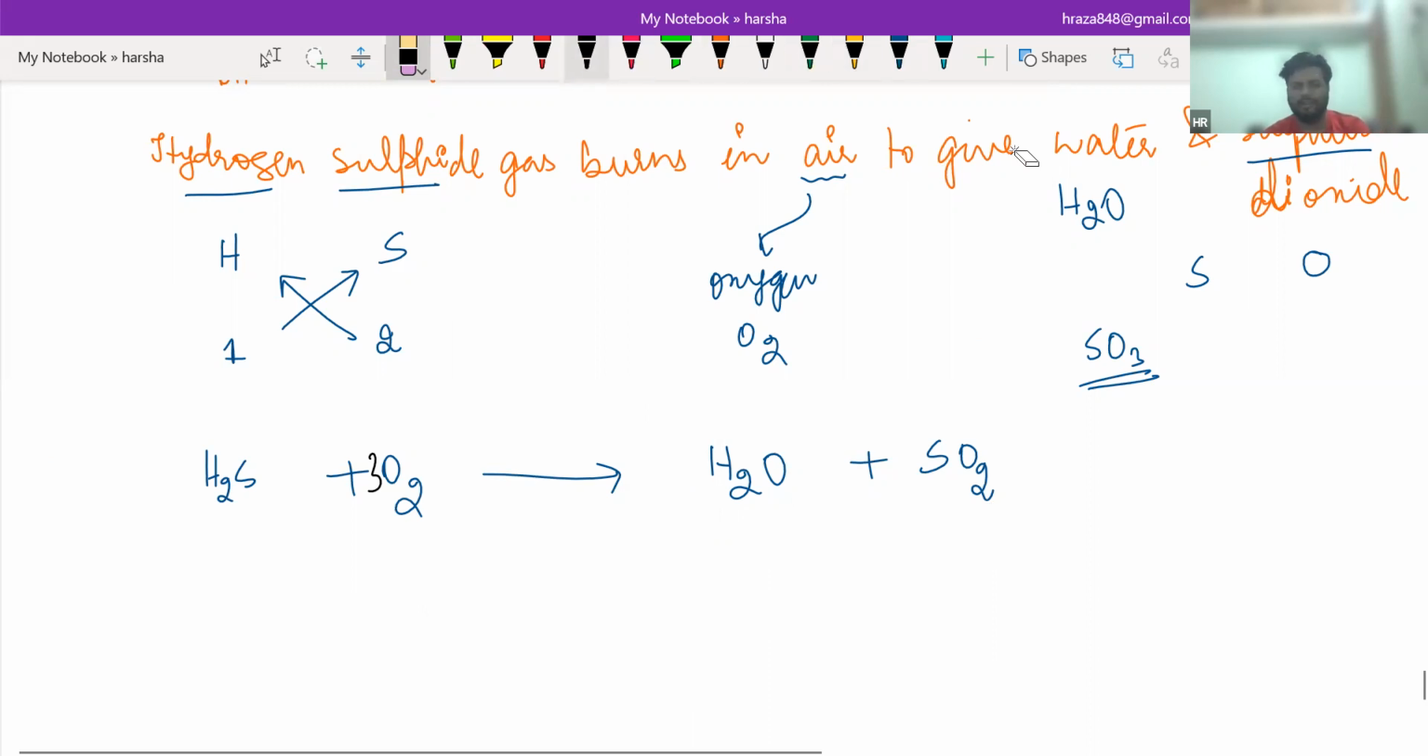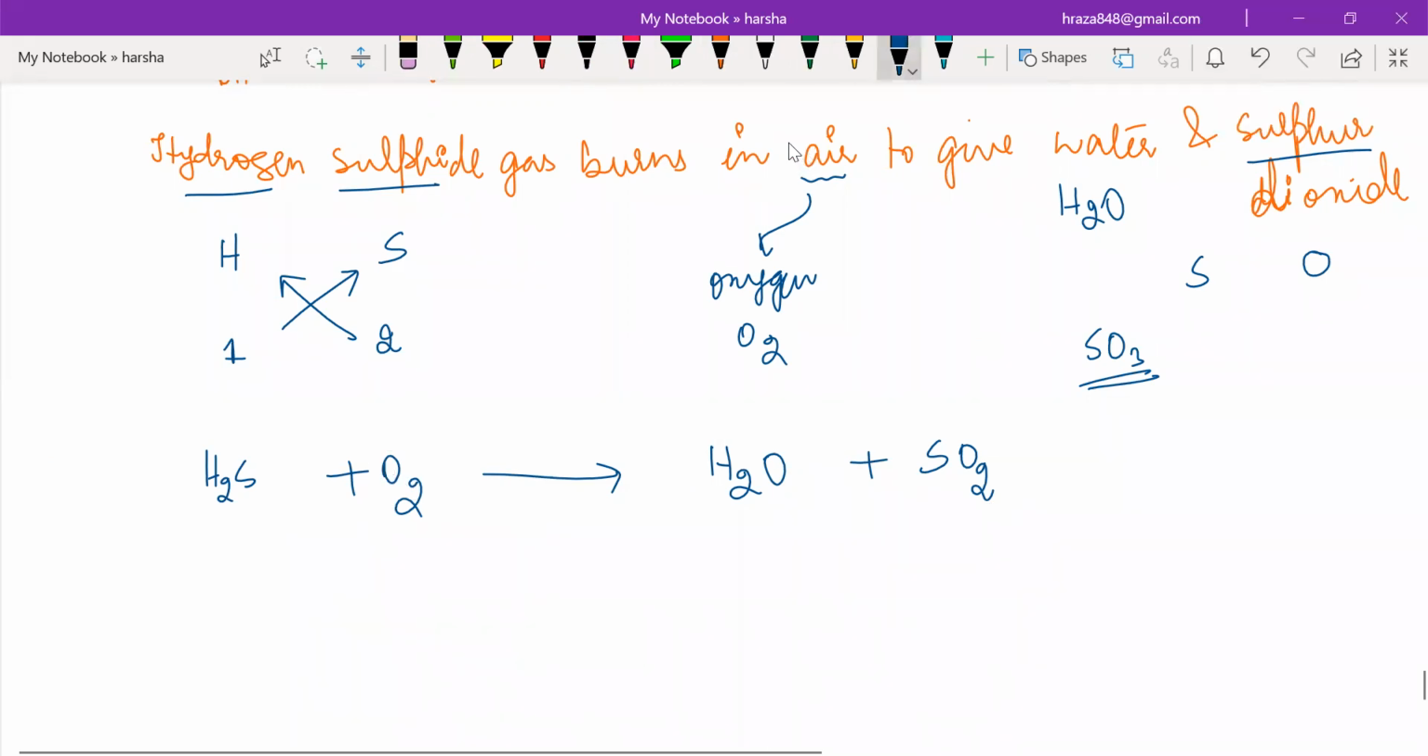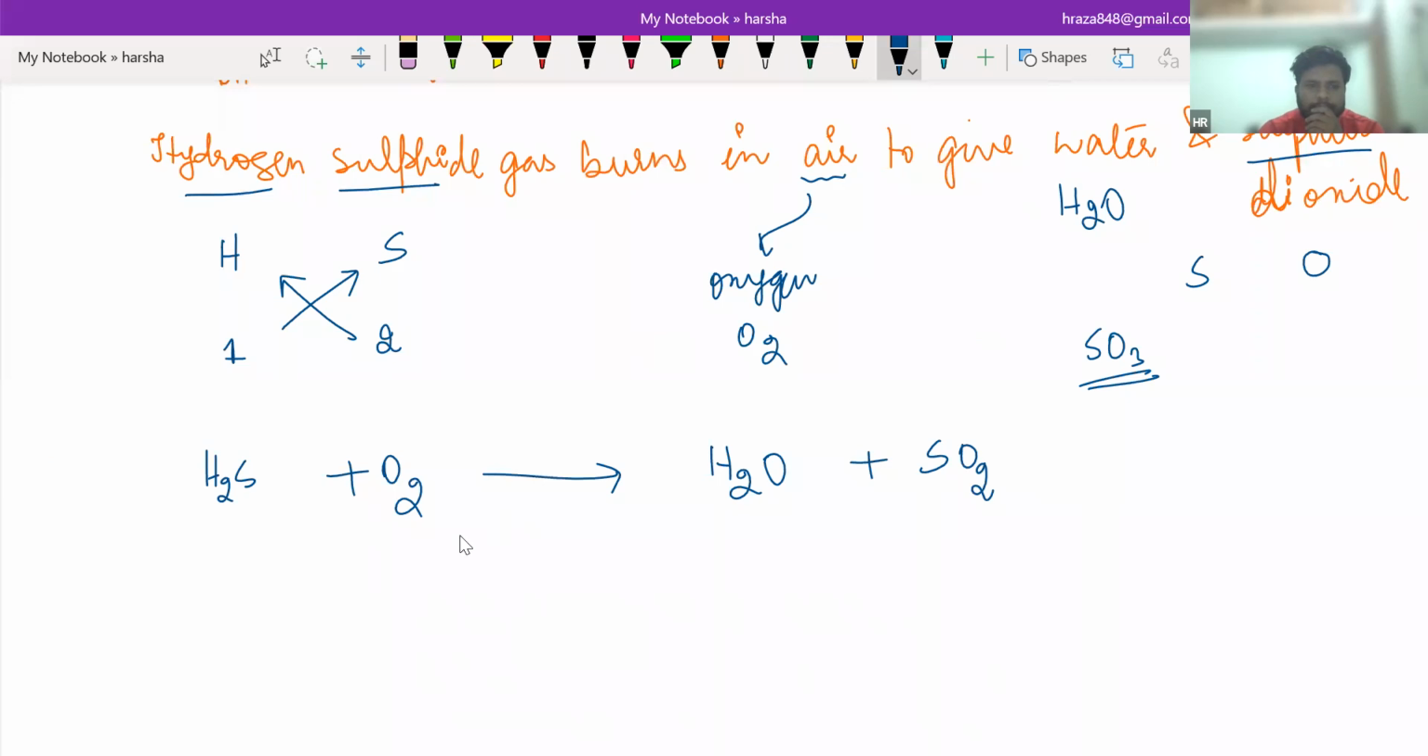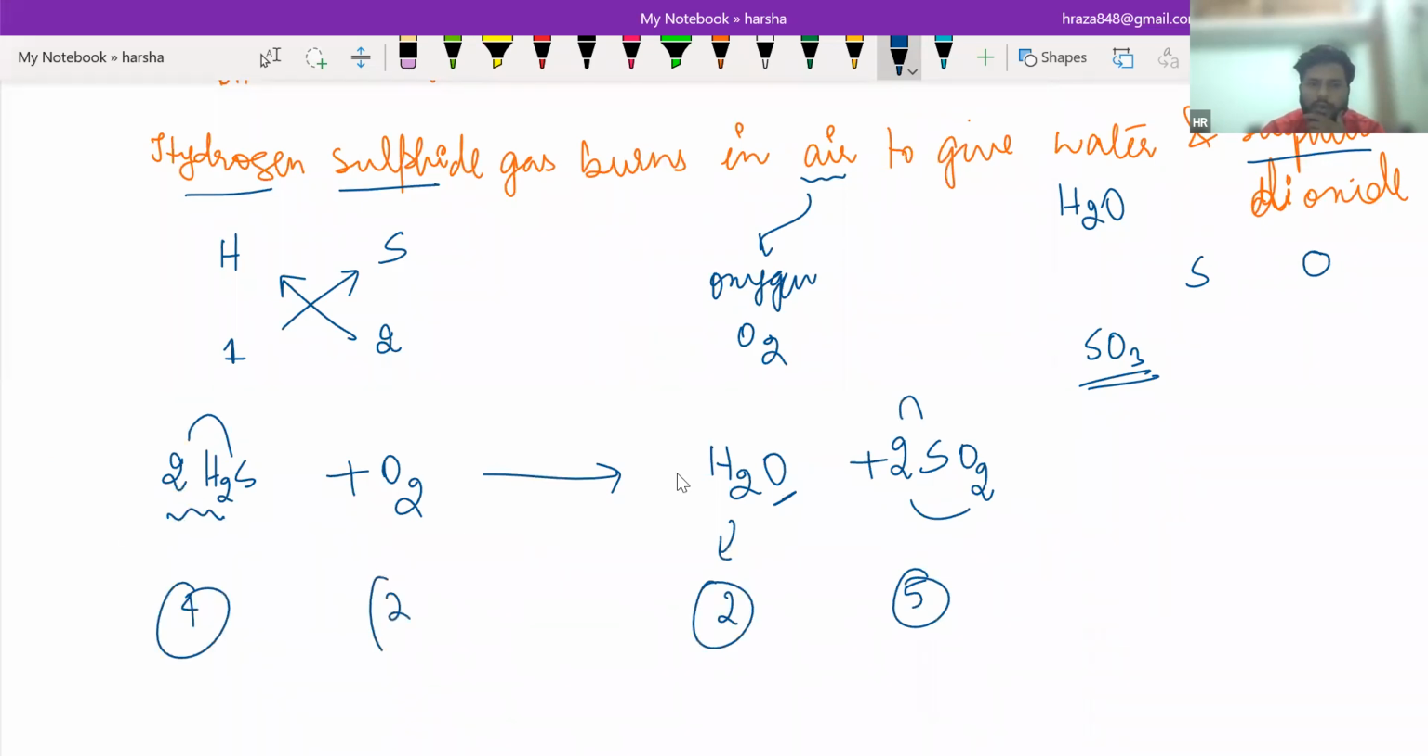This is basically the hit and trial method. There is no shortcut to it. You just have to put the value and think about it. What's going to happen? If you multiply it by 2, sulfur will be 2. Now the problem is that oxygen becomes 4 or 5, and hydrogen becomes 2, but here the hydrogen is 4 and oxygen is 2. If you make it 4, now see, this is balanced.